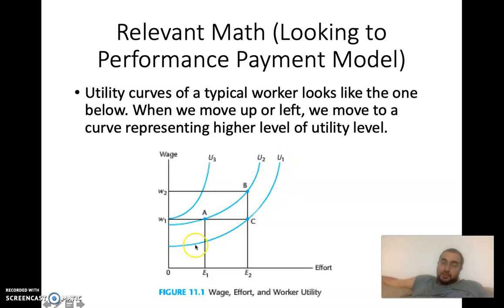lowest utility level. If you go down, wage gets smaller. If you go left, effort gets smaller. If you go down, when wage gets smaller, and if you go right, when effort gets larger, then utility decreases. So in order to increase the utility level, you either need to increase the wage, so you go up, or you need to decrease the effort level, you go left. Okay.